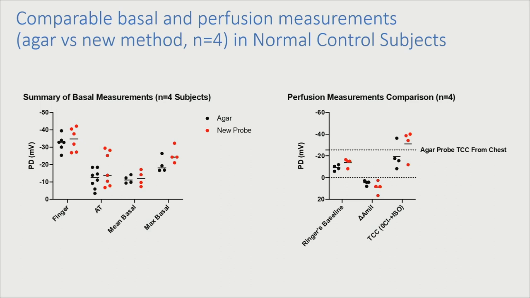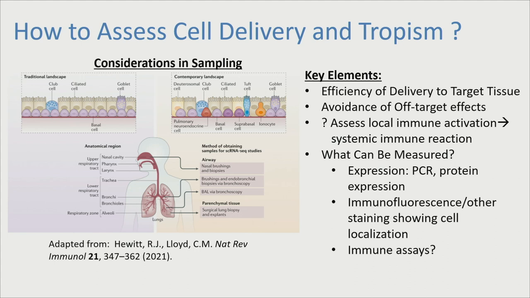In addition to thinking about physiologic efficacy, we have to balance thinking about the efficacy of endpoints related to gene delivery to cells and the tropism to those cells. There are significant considerations in sampling that will also be reviewed in that second symposium, so I don't want to overlap too much with that.